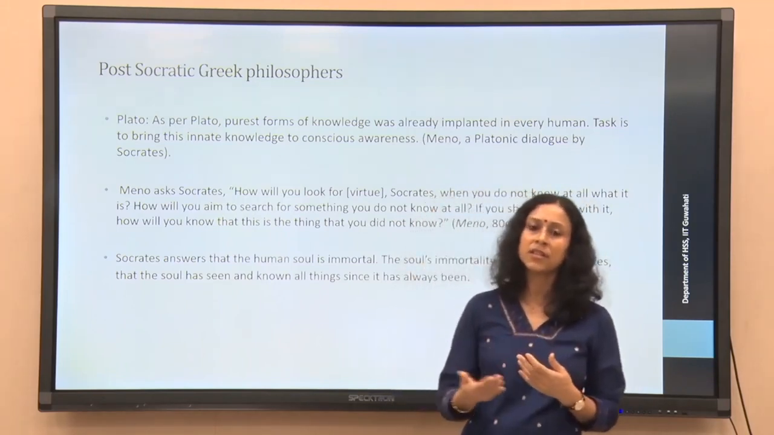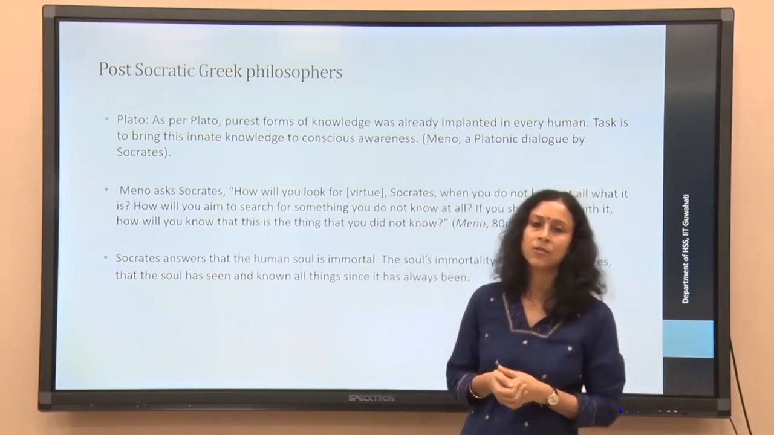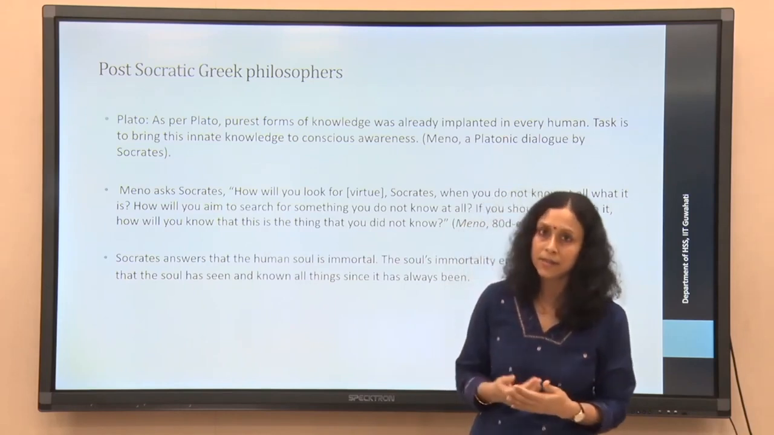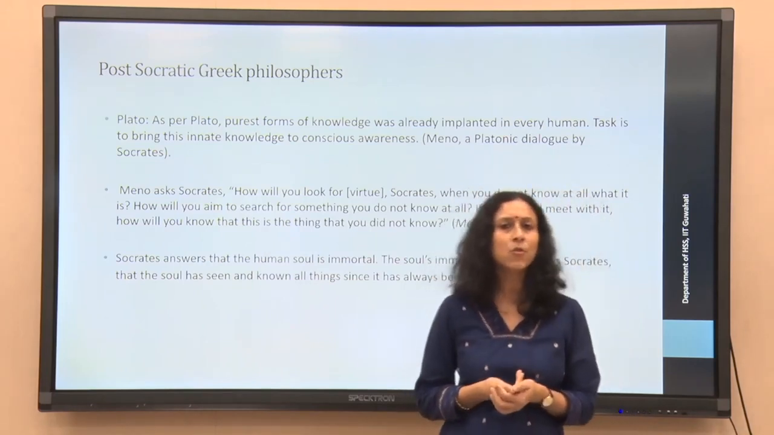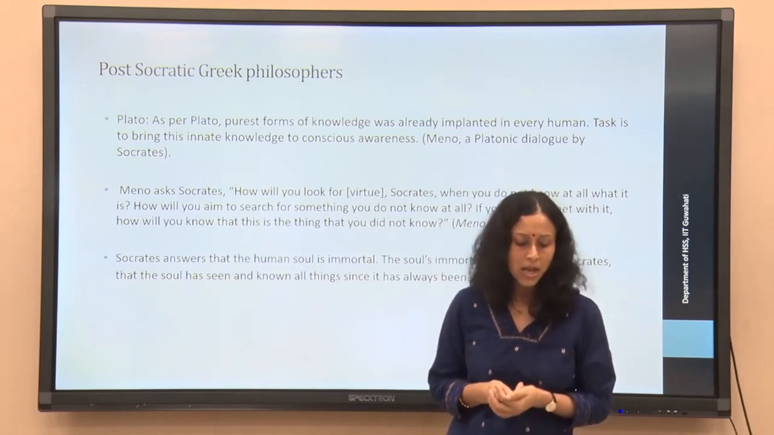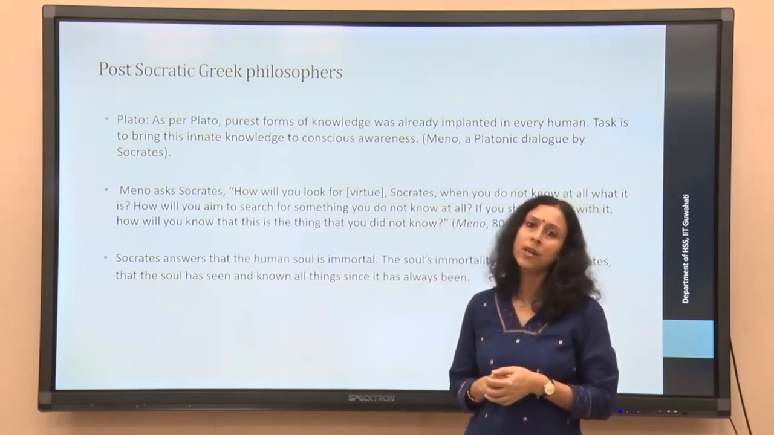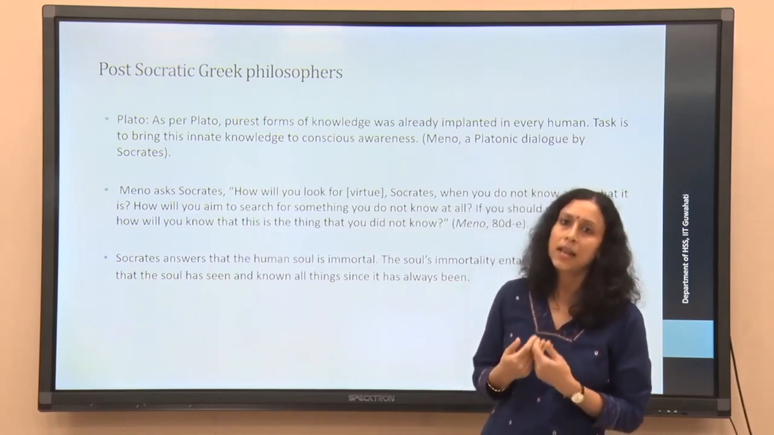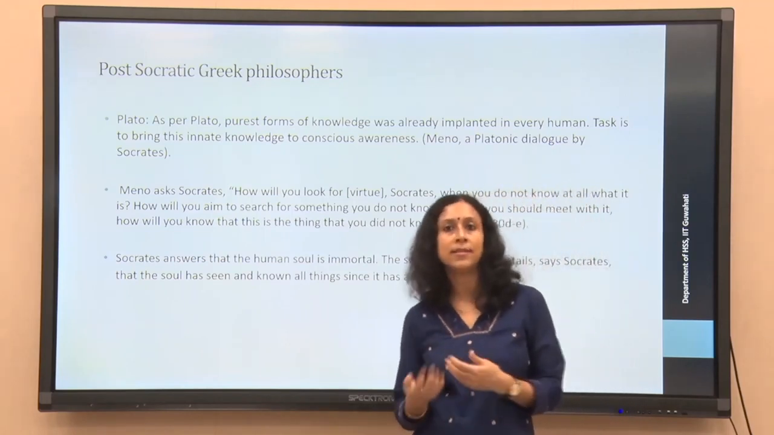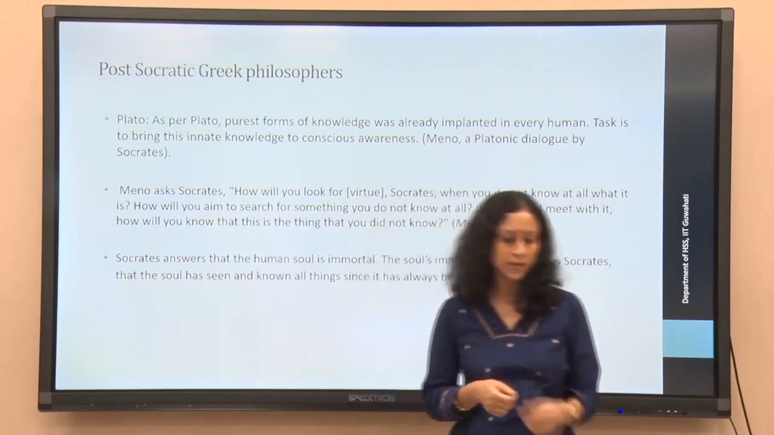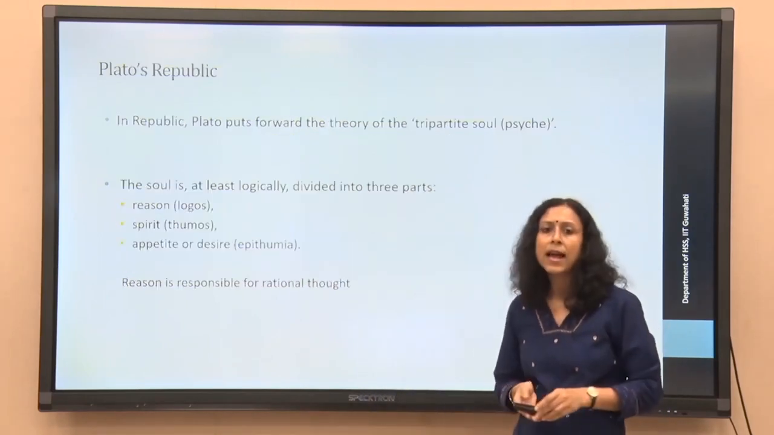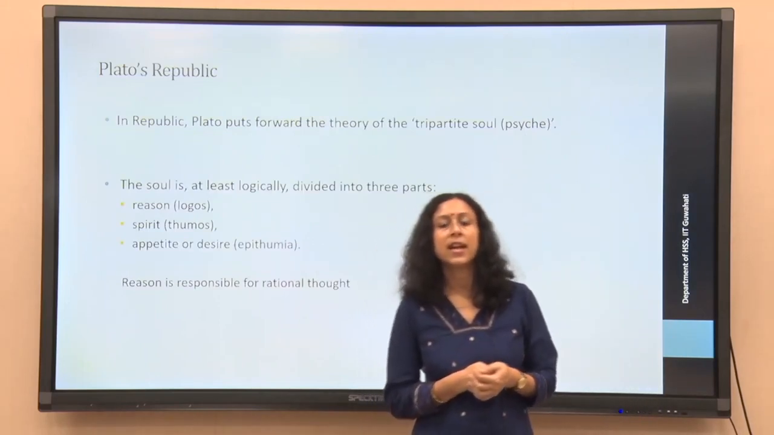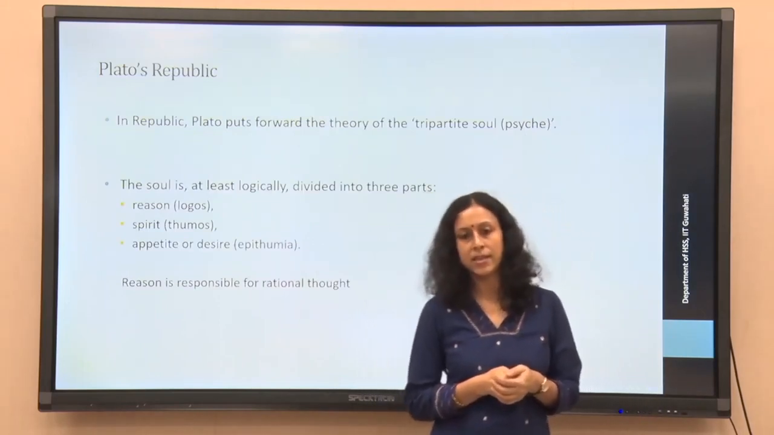In a very interesting discussion, you can see this goes on. How do you know what is knowledge? How do you even know when you find it, because you do not know what it is, and so on. So, this kind of discussions have been part of Greek philosophy for a very long time. The nature of knowledge and where knowledge resides, is it in the mind or is it beyond, or is it within consciousness or outside of it, and so on. And then in Republic, Plato puts forward the theory of tripartite soul or psyche, as he calls it.